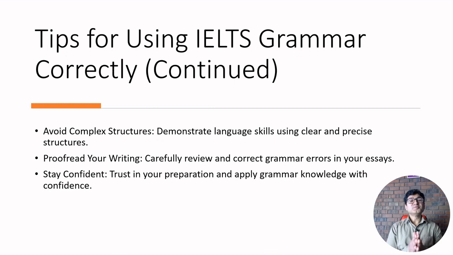Here are a few more tips for using IELTS grammar correctly. So avoid complex structures. Keep it simple. Use simple grammar structures that you are confident in. You must know what type of sentences you are writing. If you are writing compound, simple, complex, or compound-complex sentences, or conditional sentences, always know what type of sentence you are writing. That will help you, that will give you confidence. So do not write lengthy sentences that you cannot handle.